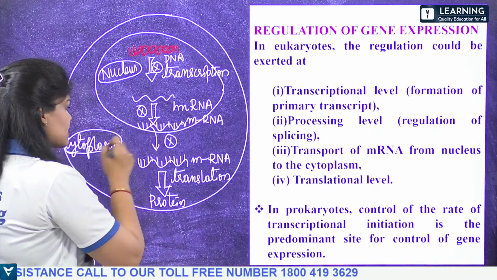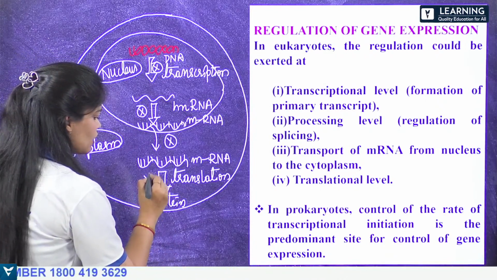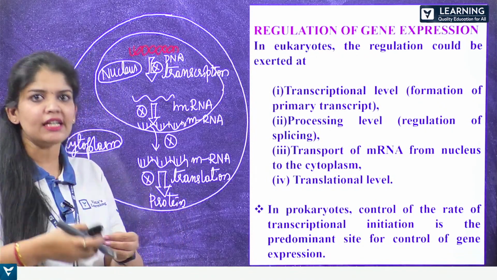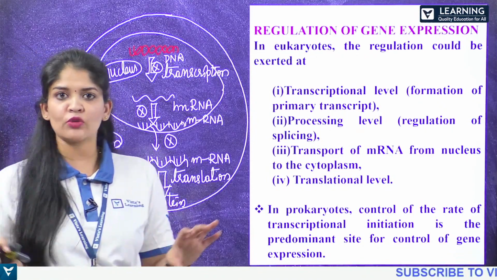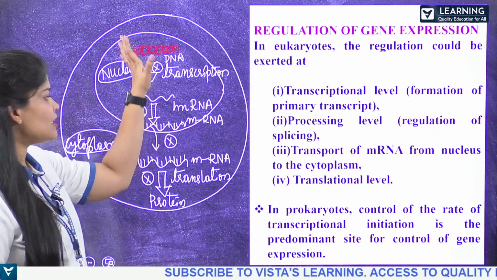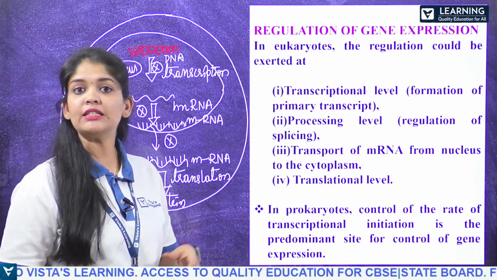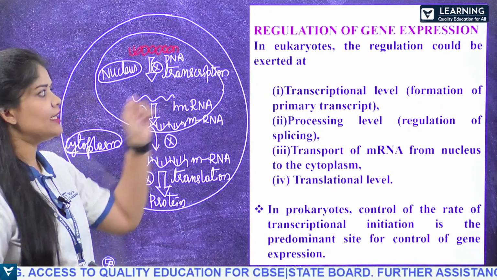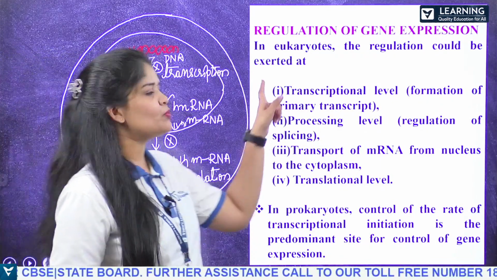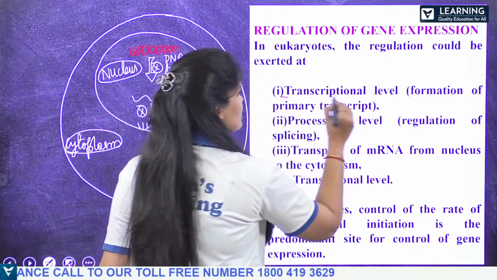Once the mRNA reaches the cytoplasm successfully, regulation can also happen at the level of translation, where the mRNA is finally translated to produce a sequence of amino acids, and that is called a polypeptide chain, or protein. So these are all the different levels at which regulation of gene expression is possible in eukaryotes. In eukaryotes, the regulation could be exerted at various levels, starting with the transcriptional level.